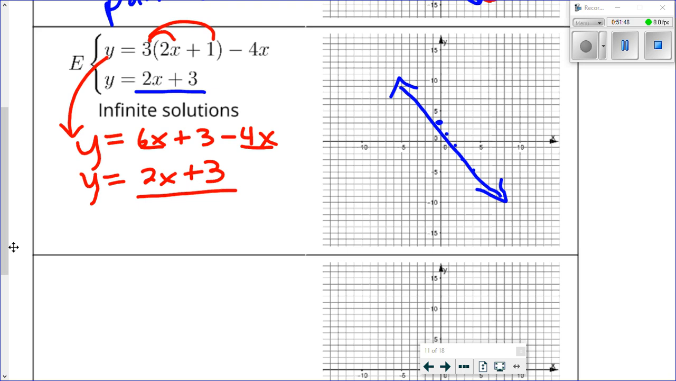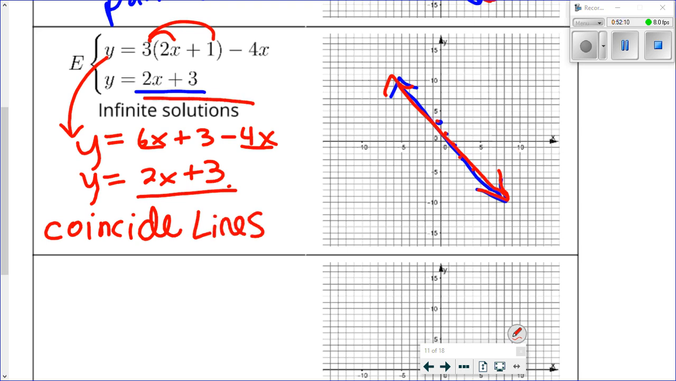And when I graph the bottom equation that we rearranged into slope-intercept form, I again start at 3, go down 2 over 1, down 2 over 1. We're seeing it's the same exact line, or like we said the other day, these lines coincide. They fall right on top of each other. So therefore, that's an indication of infinite solutions.